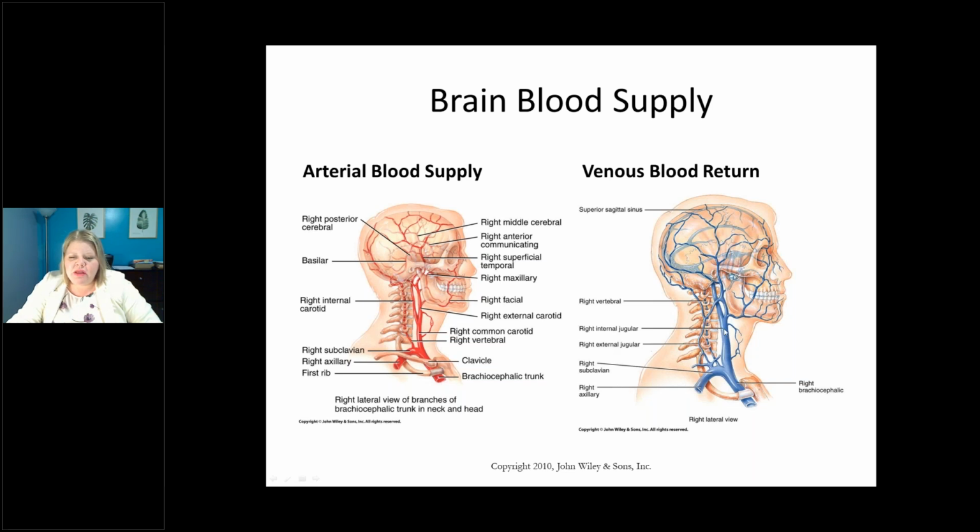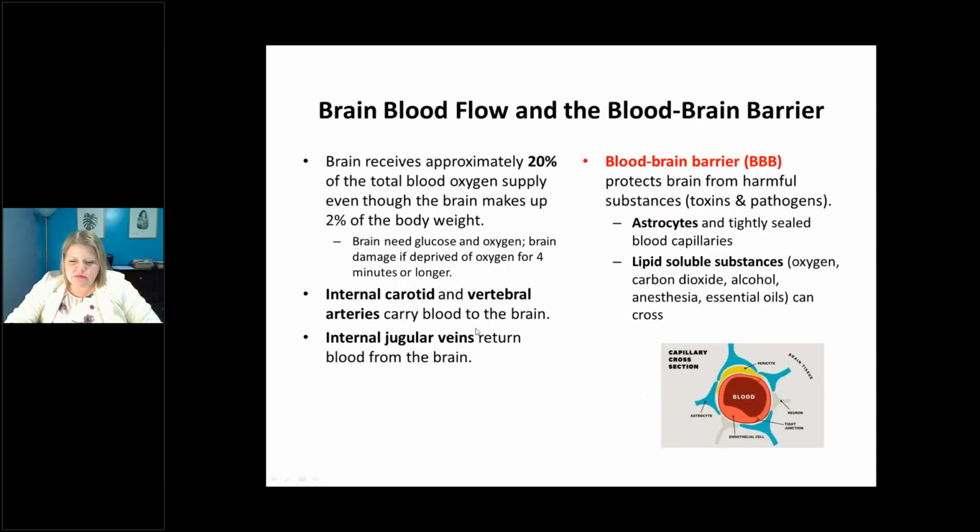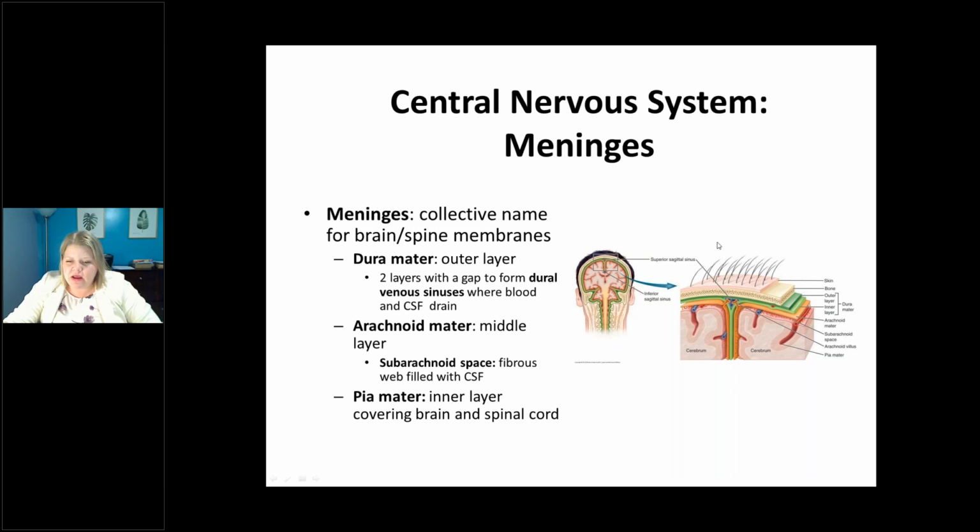Okay, and then for venous blood return, again, it's just the internal jugular connecting to the subclavian and the superior vena cava for the blood return back to the heart. Oh, I also wanted to highlight in this picture, it's kind of cool, the superior sagittal sinus. Okay, you can see this blood vessel at the very top of the head of the brain. And we talked about it over here, this superior sagittal sinus. We're getting it from a frontal view. Yeah, frontal view, I believe.